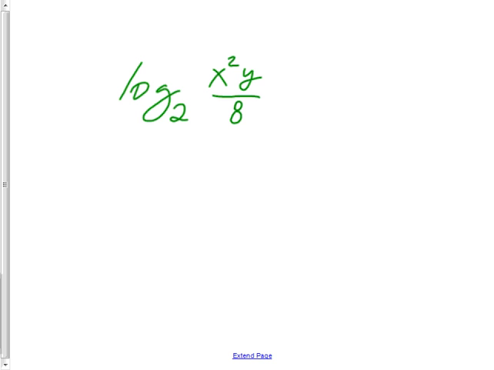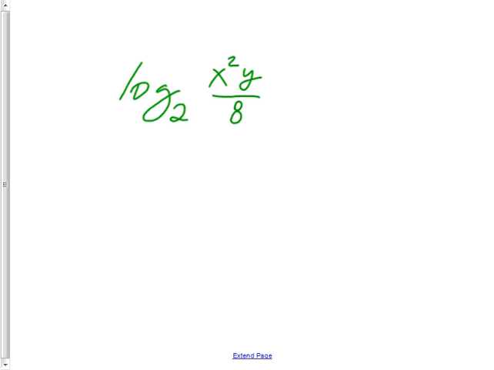Log base 2 of x squared y over 8. Expand it all the way. Once we get it done with expanding, we just have to do condensing, and we'll have them both down. I'll pause while you try that.